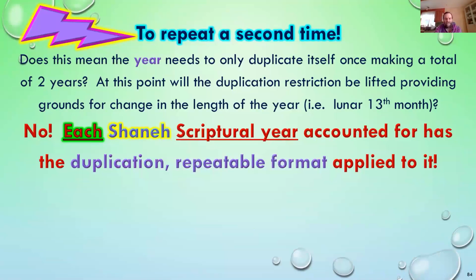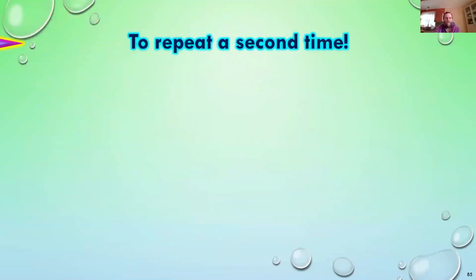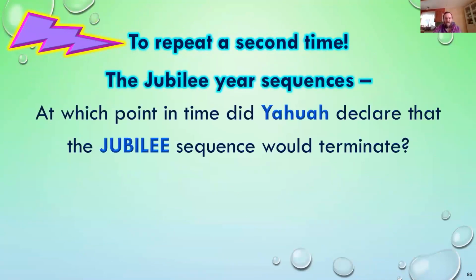Each Shane scriptural year accounted for has the duplication repeatable format applied to it. When scripture tells us the Jubilee years are Shane, then each of those 50 years must be able to duplicate itself sequentially in a perfect mirrored format. The lunar year with the 13th month is simply and fully incapable of this perfect symmetrical sequentially duplicating format. To repeat a second time, the Jubilee year sequences.